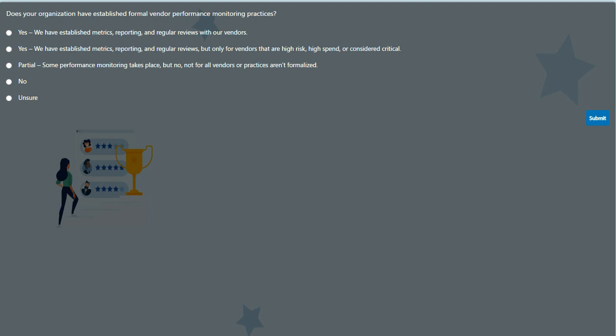This poll question is, does your organization have established formal vendor performance monitoring practices? Yes, we have established metrics, reporting, and regular reviews with our vendors. Yes, we have established metrics, reporting, and regular reviews, but only for vendors that are high risk, high spend, or considered critical. Partial, some performance monitoring takes place, but not for all vendors or practices are not formalized.